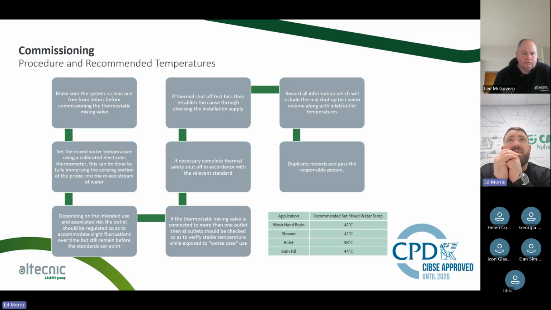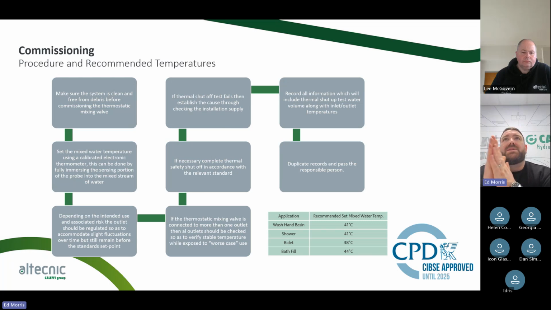once we've got the right temperature. And depending on the intended use and the associated risk, the outlet should be regulated to accommodate fluctuations over time. So if you want to guarantee you don't go anything higher than 48 degrees, you have to take that into consideration when you're setting those. If the thermostatic mixing valve is connected to more than one outlet, then the outlet should be checked to verify stable temperatures exposed to its worst case scenario, which is obviously all outlets running at any one time.